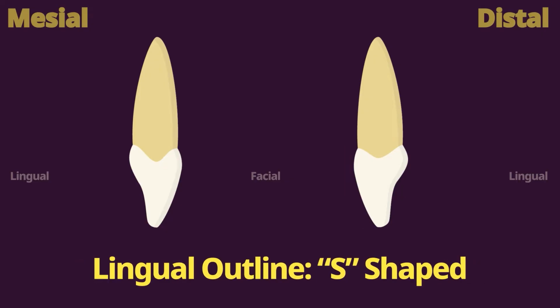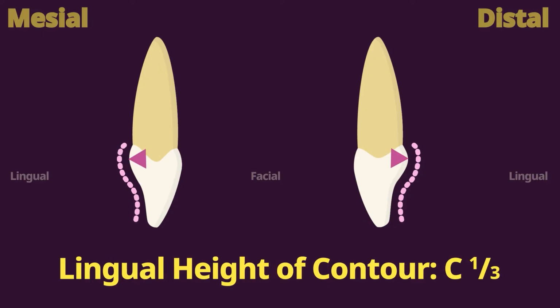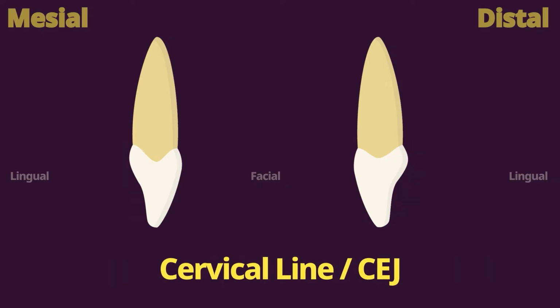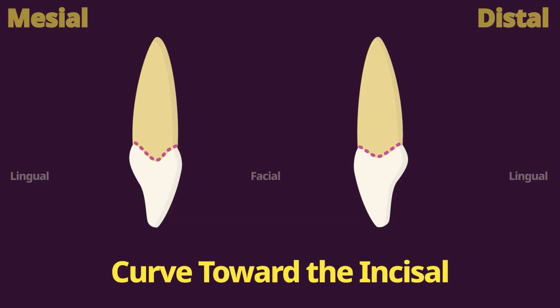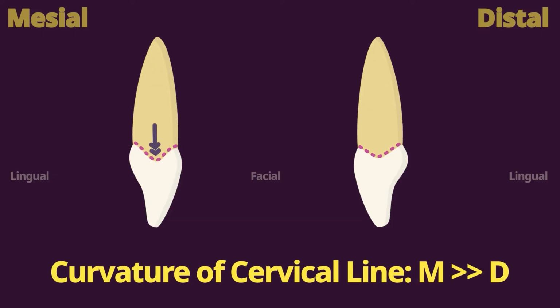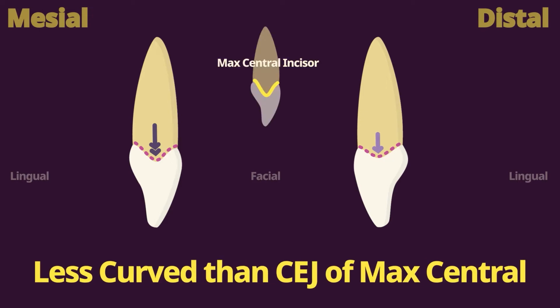The lingual outline is S-shaped, convex from the cervical line over the cingulum, and then concave from there to the incisal ridge. The height of contour is the cingulum in the cervical 1/3. The cervical line, or the CEJ, where the root meets the crown, has a curve towards the incisal. The mesial curve is more prominent than the distal curve, but both are less pronounced than the maxillary central incisor.